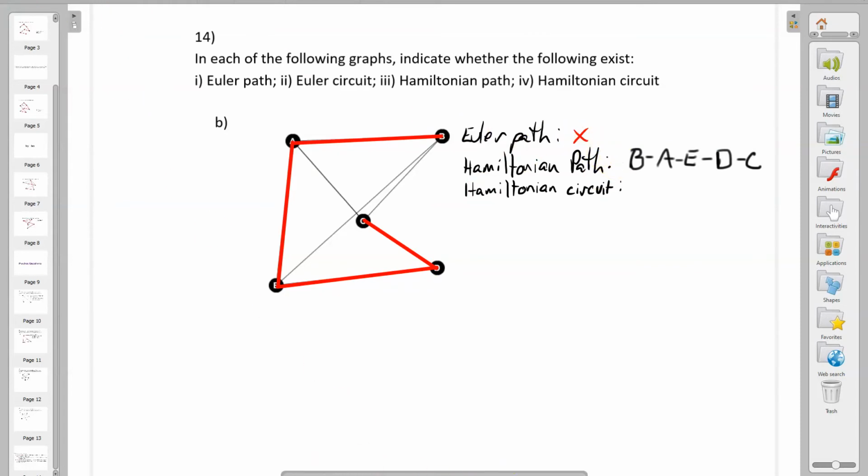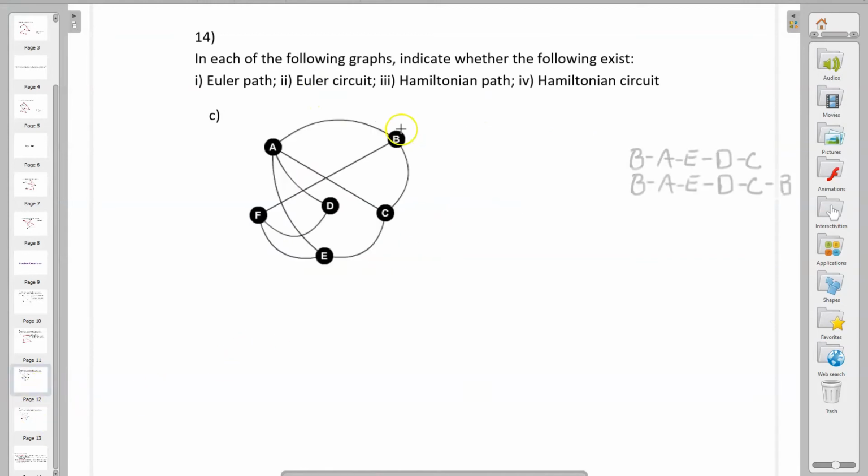And it's not too hard to see that we can get a Hamiltonian circuit out of it by continuing on with the last leg to return us to the starting vertex at B. So in this case, we have no Euler path, no Euler circuit, but we have both a Hamiltonian path and a Hamiltonian circuit. We'll start by looking for an Euler path as usual.